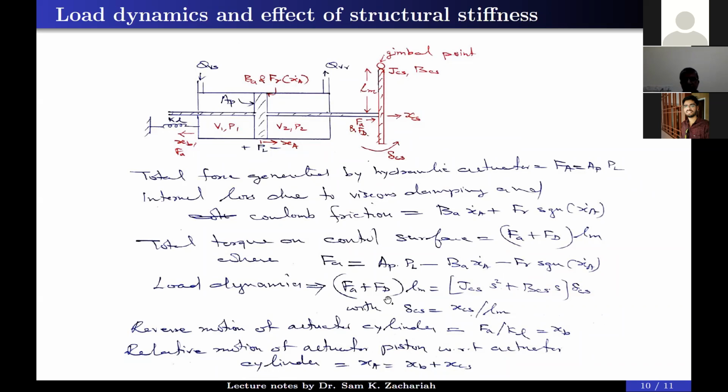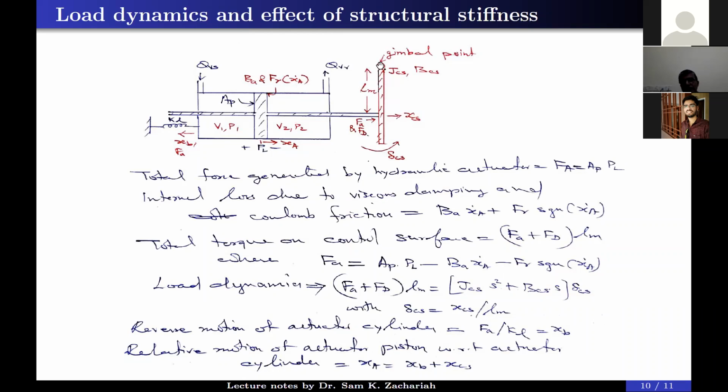So in order to get the formula for FD, you have to find out the aerodynamic coefficients of this control surface corresponding to the angle of attack and Mach number. All such equations you have to derive. Here I am simply assuming that there is an FD. So this is the total force, F_A plus F_D, into the moment arm.